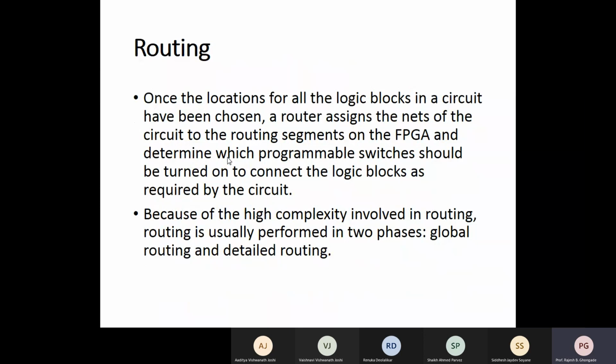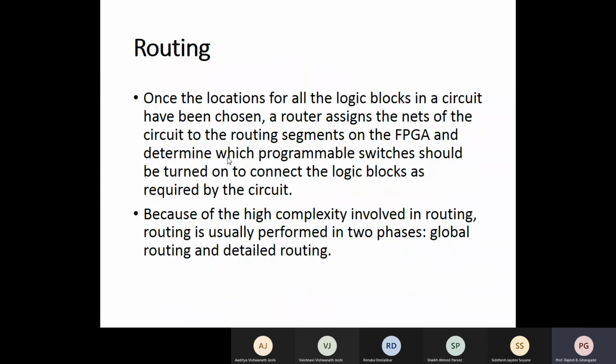Let us have a look at the routing. Once the locations for all the logic blocks are selected, the router will assign nets of the circuit to the routing segments. Now, please remember the difference between placement and routing. Placement is concerned with the optimal placement of the logic blocks, whereas routing is concerned with the actual connection between these logic blocks so that we have an optimal solution. So a router assigns nets of the circuit to the routing segments and determines which programmable switches should be turned on to connect the logic blocks as required by the circuit.